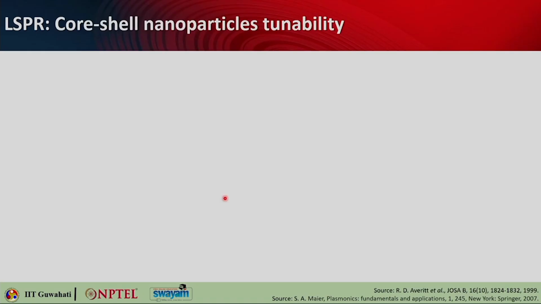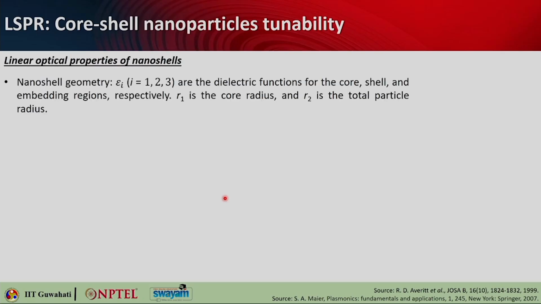Now, let us look into the mathematical derivation of how nanoshells or core shell nanoparticles give this tunability. If you consider a core shell nanoparticle, this is how it looks: this is the core and this is the shell. The core radius is R1, the overall radius is R2.